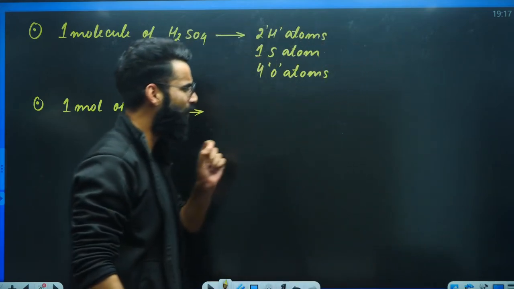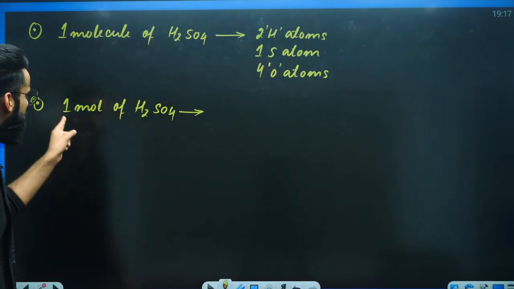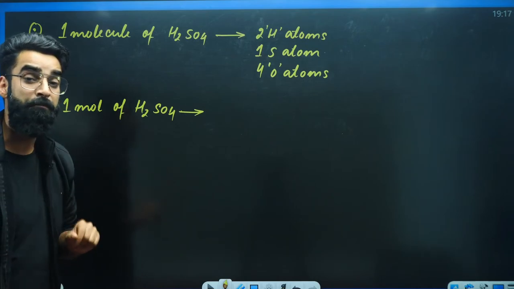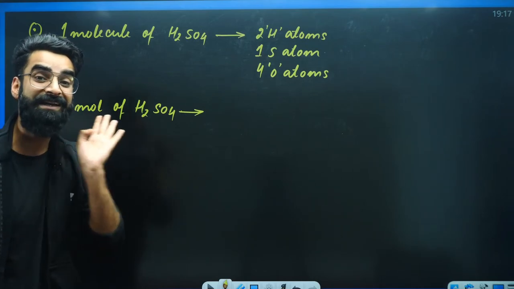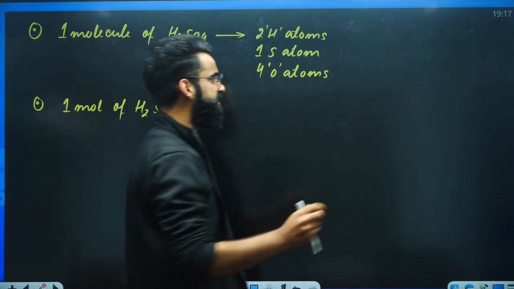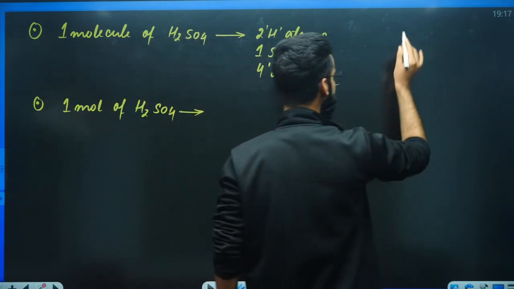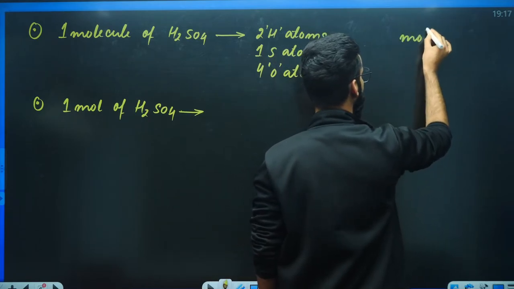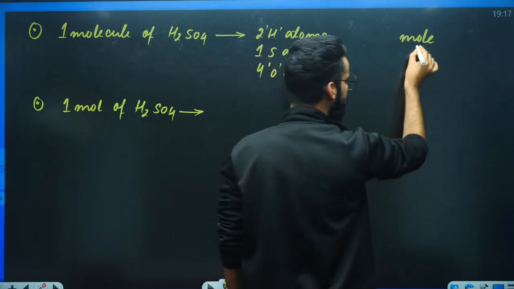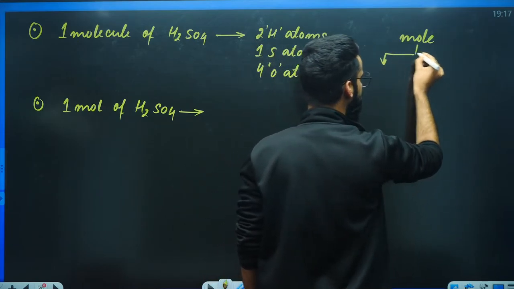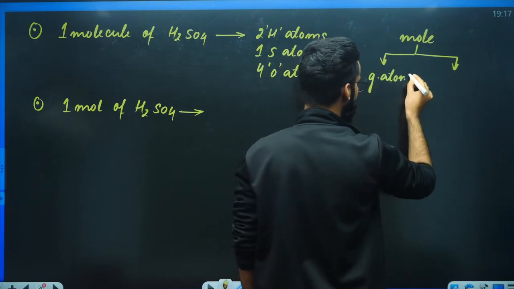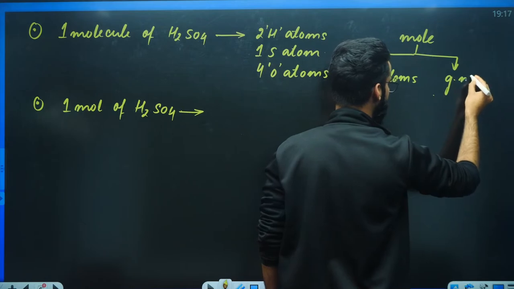Now, if I ask you one simple thing, in one mole of H2SO4, can you let me know how many moles of hydrogen atoms are there? How many moles of H are there? First of all, before doing all this calculation, let me tell you one more thing. Instead of this particular term mole, you can use one more terminology. You can use gram atoms, or sometimes you can use gram molecules.